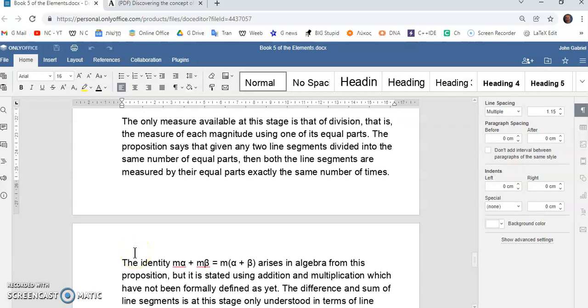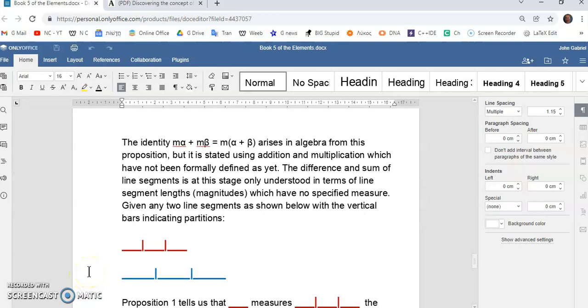So the only measure available at this stage is that of division. So the measure of each magnitude using one of its equal parts. So how does that work? Suppose we have two segments, the red line segment and the blue line segment, and these vertical bars are just there to denote that it's divided into equal parts. They're not really part of the line.